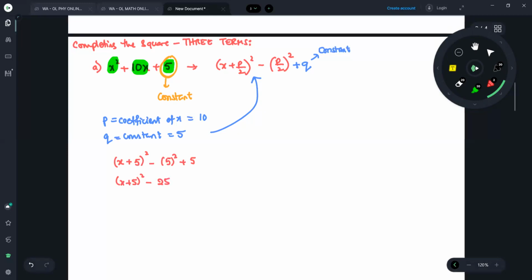Yes or no? Anybody could solve this for me? Minus 25 plus 5. Say minus 20. Minus 20. That is my answer.